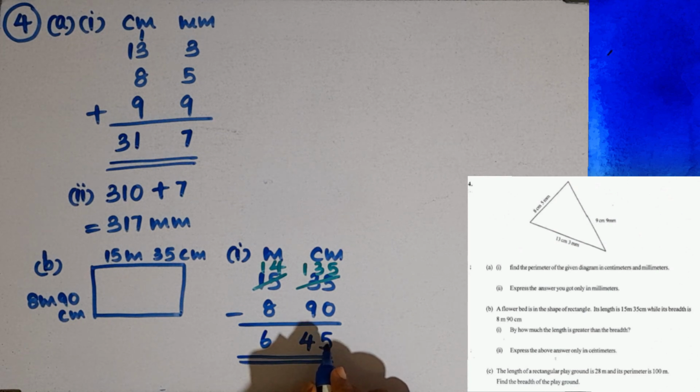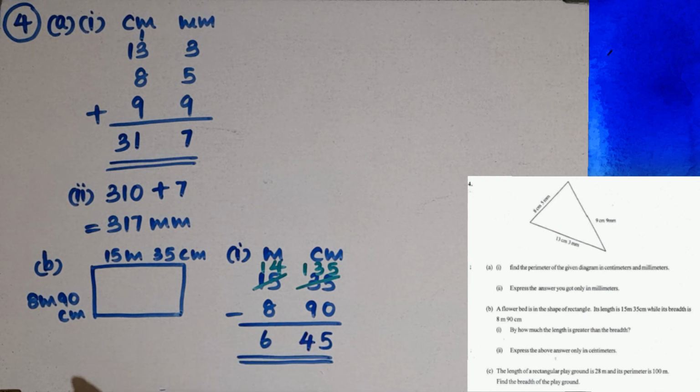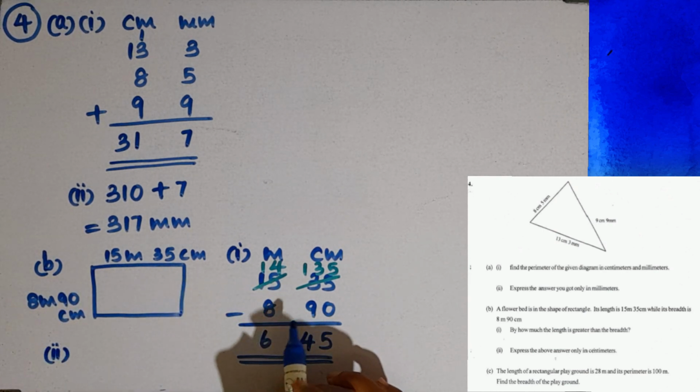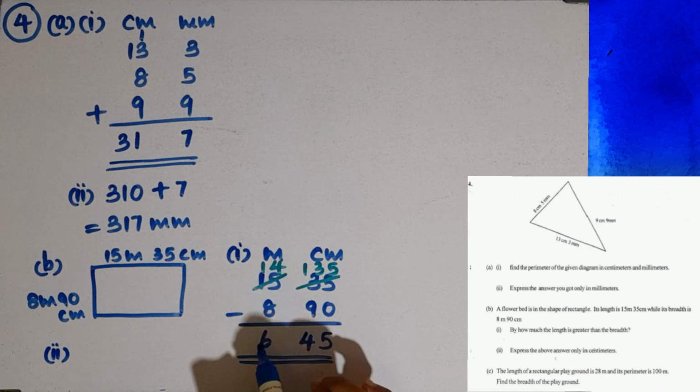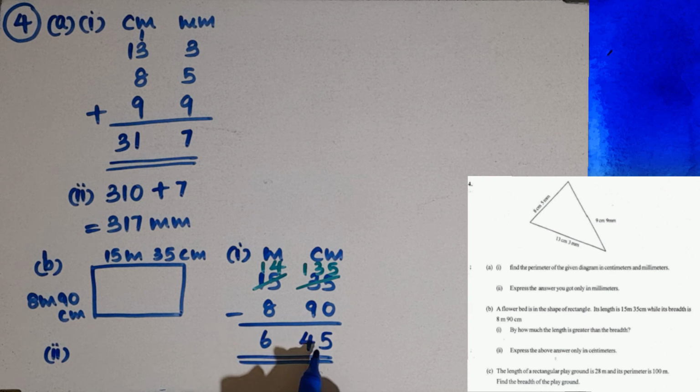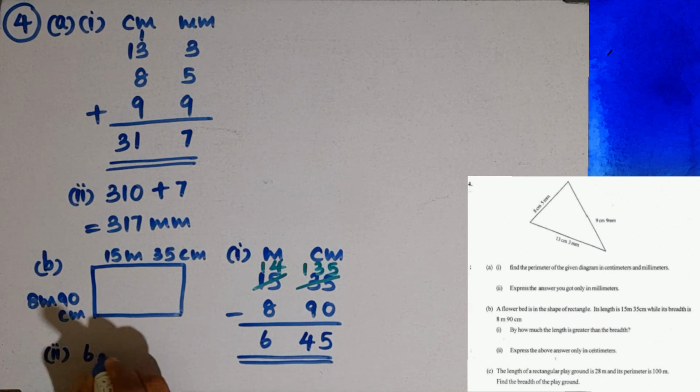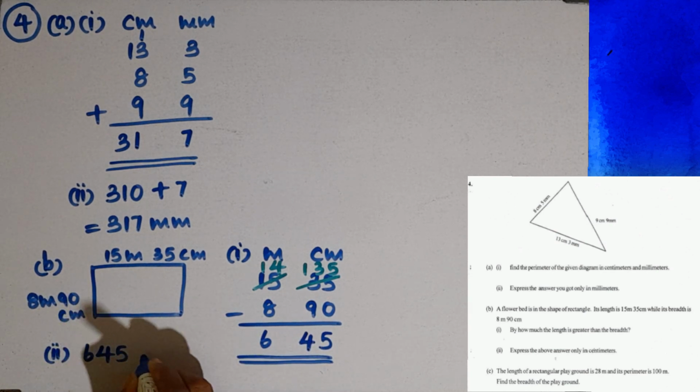Then second part, express the above answer only in centimeters. I'll write it here. To convert to centimeters, 6 meters equal to 600 centimeters. Then 600 plus 45 is 645 centimeters.